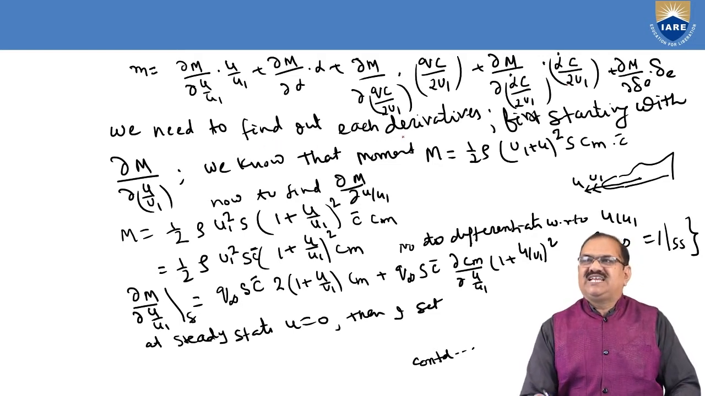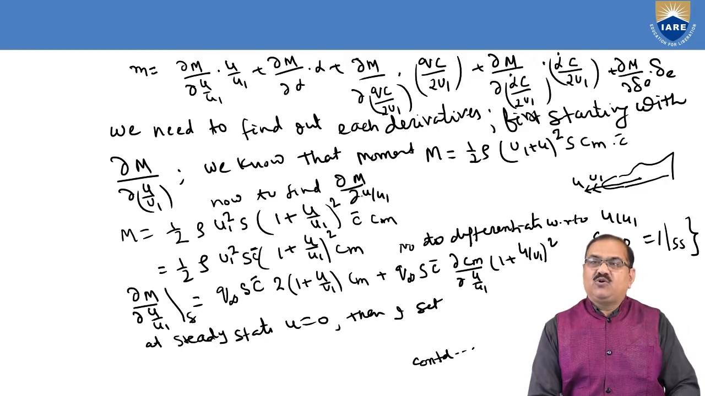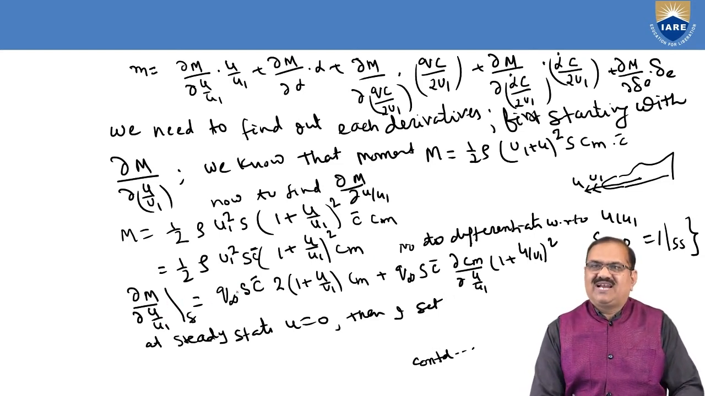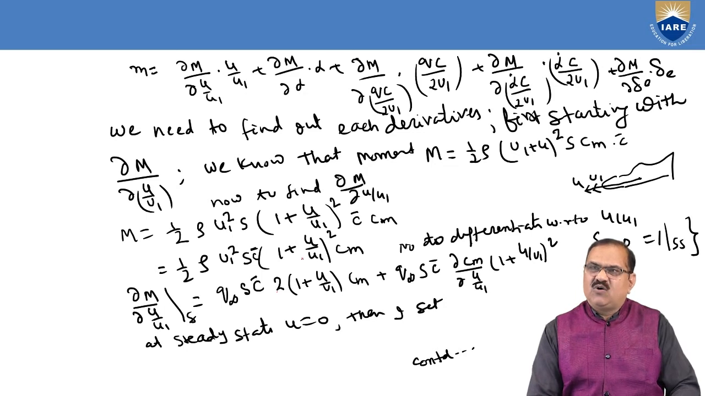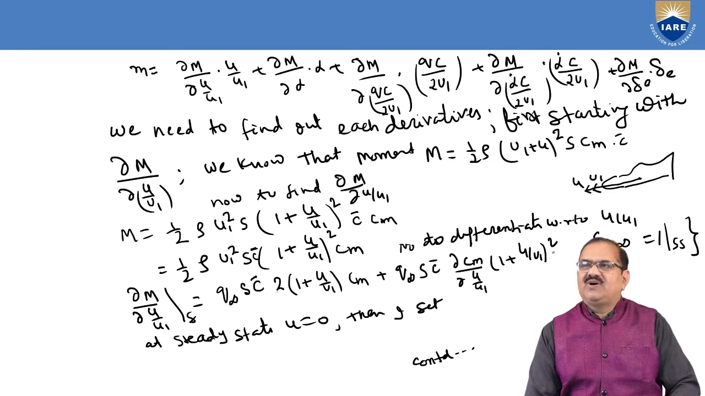So we need to find out each derivative, starting with the first case, ∂M/∂(u/u1). Here we know that M is equal to half rho (u1 plus u) squared S Cm c bar. So to find ∂M/∂(u/u1), half rho V squared S (1 plus u/u1) squared c bar Cm, that is half rho u1 squared S c bar (1 plus u/u1) squared Cm. Now if you differentiate this with respect to u/u1, we will get Q infinity S c bar times 2 (1 plus u/u1) Cm, since we have to differentiate the 1 plus u/u1, plus Q infinity S c bar ∂Cm/∂(u/u1) (1 plus u/u1) squared.